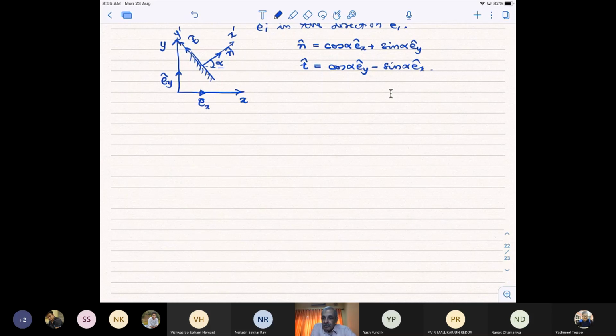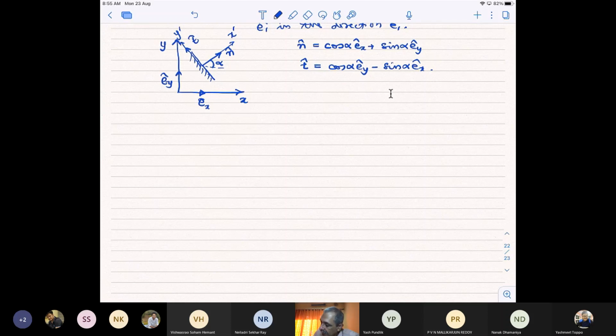And as a check, just to say that it's correct, if you put alpha equal to 0, then n will be along the direction Ex and t will be along the direction Ey, and that we get. And if alpha is 90, then n will be in the direction Ey and t will be in the direction minus Ex. So it satisfies this. So now for any given alpha, I can find out what is the normal stress on this surface and the shear stress on this surface.